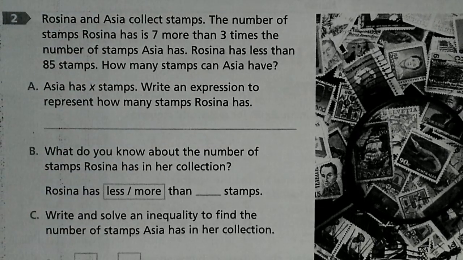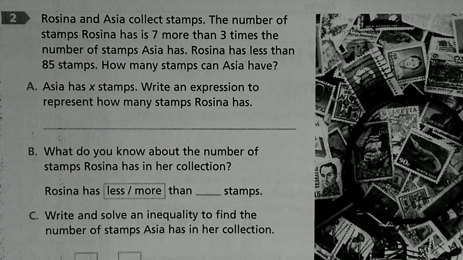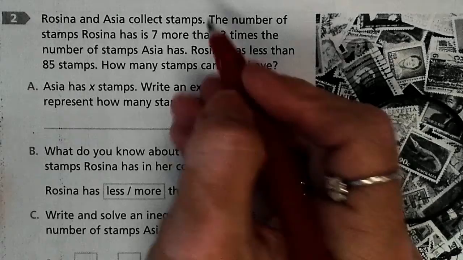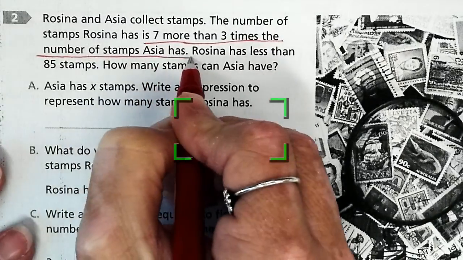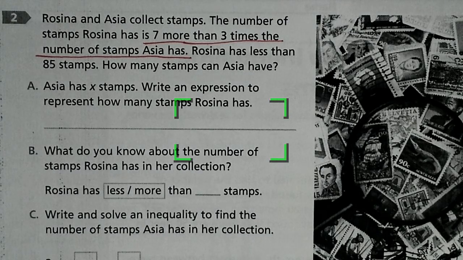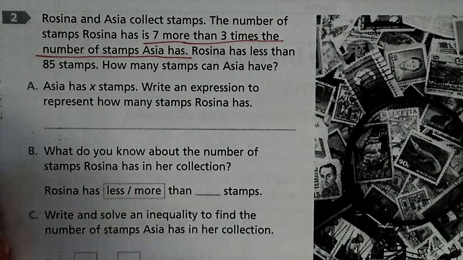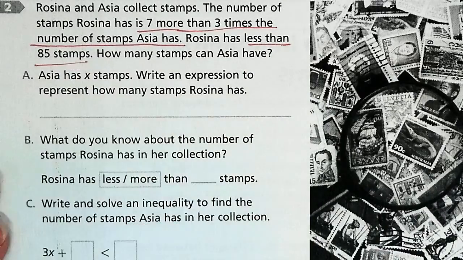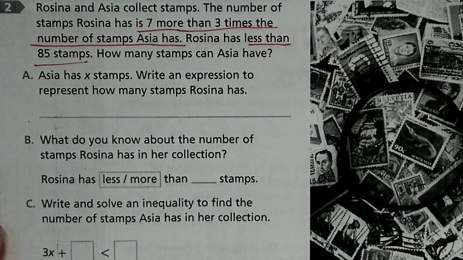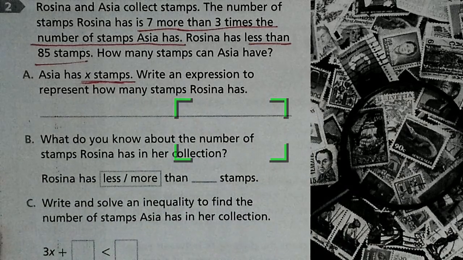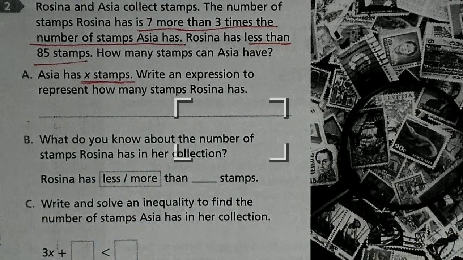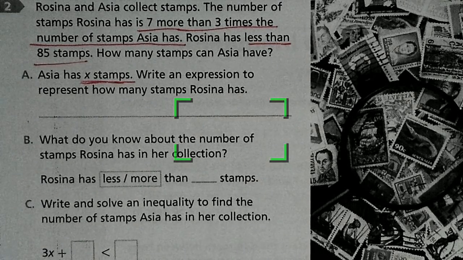Okay, here we go. Rosina and Asia collect stamps. The number of stamps Rosina has is 7 more than 3 times the number that Asia has. So Rosina has less than 85 stamps. How many stamps can Asia have? Asia is going to represent x stamps. So we're going to write an expression to represent how many stamps Rosina has.